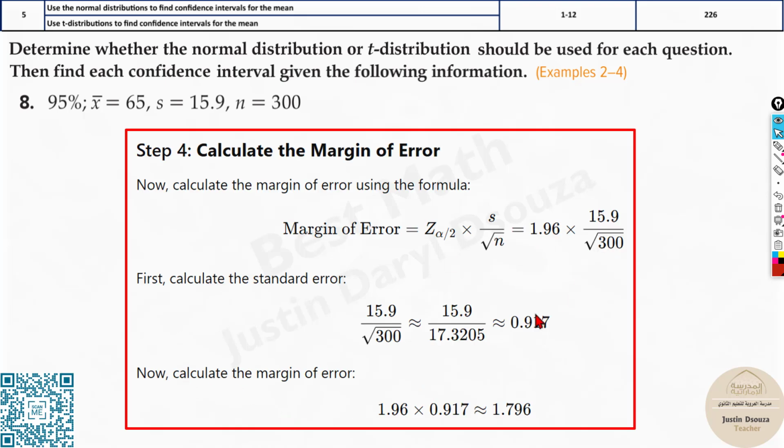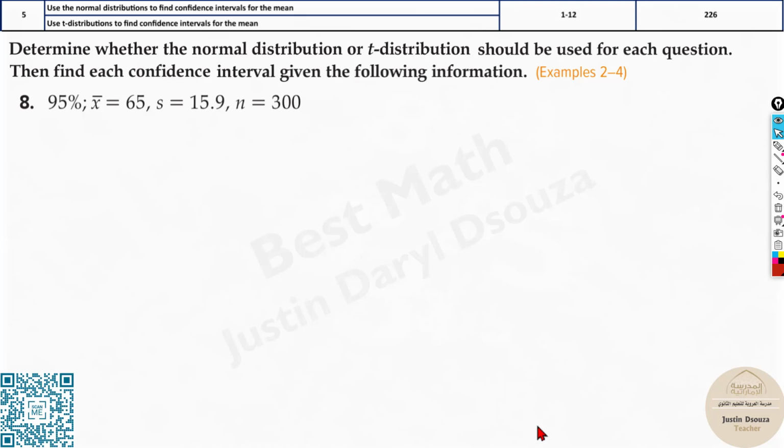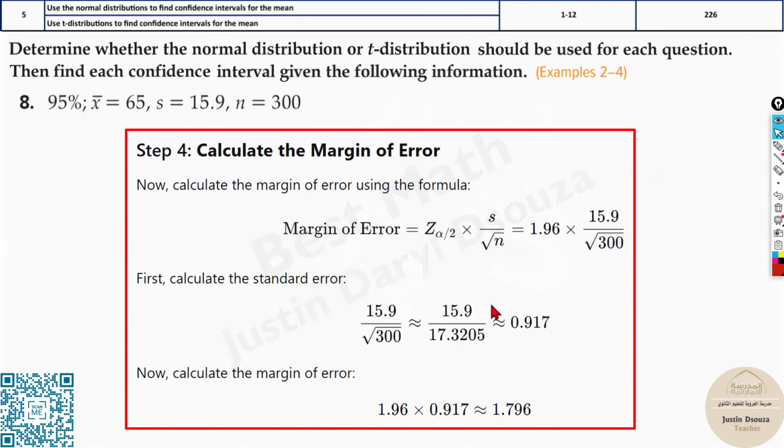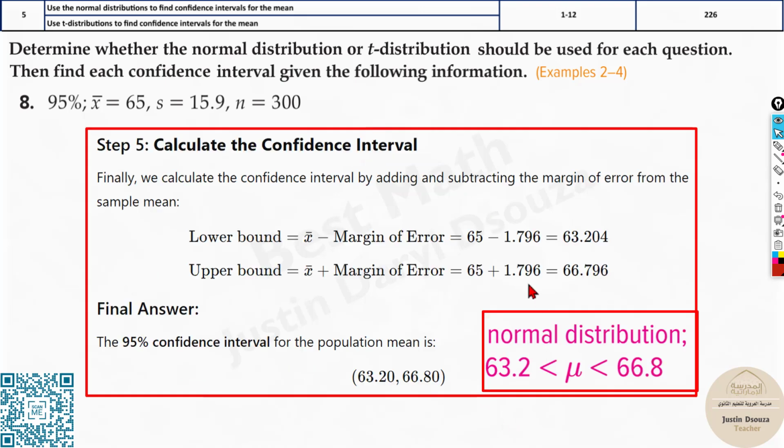Whatever you find over here, the margin of error, 1.796, is a very important value because you add and subtract with that value. Now don't think, okay, it's standard error. No, this is not the one. Always remember the last but one step, where you find margin of error, is substituted over here.